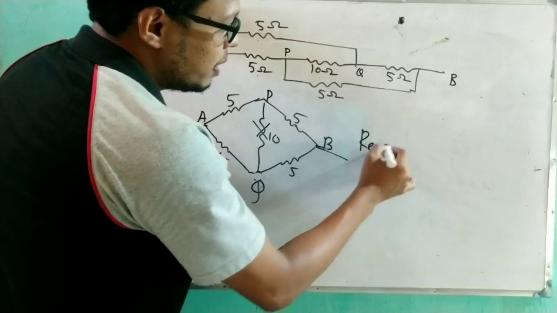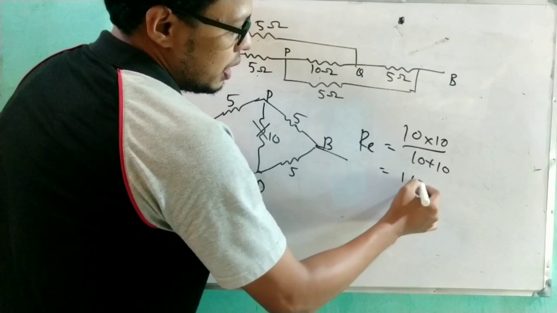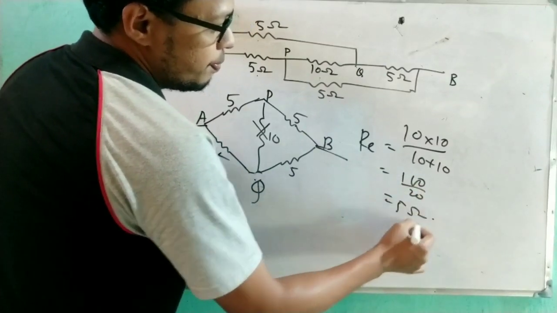So the net will be how much? This is 10. 10 into 10 divided by 10 plus 10. This will be 100 by 20. This will be 5 ohm. Okay.